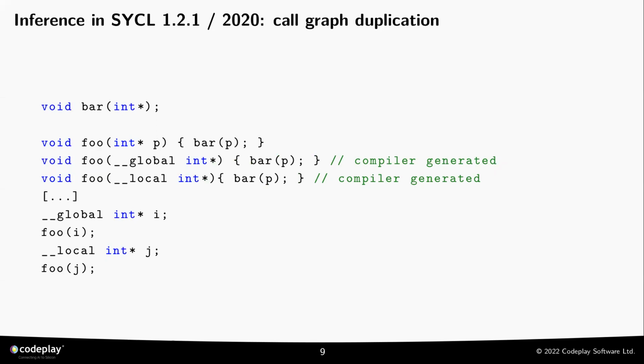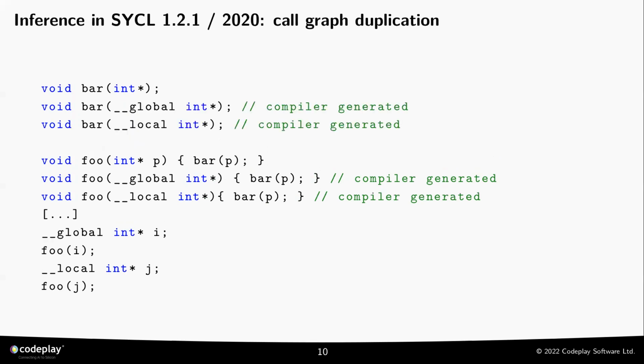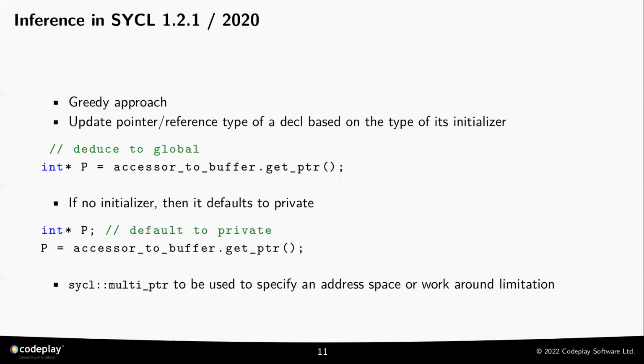So let's say we provide a body to our foo functions, which just calls another function bar. Then we also duplicate the function bar for the appropriate address spaces, so one that takes a global and one that takes a local. So in the end, we end up with a program where we derive twice the function foo and twice the function bar.